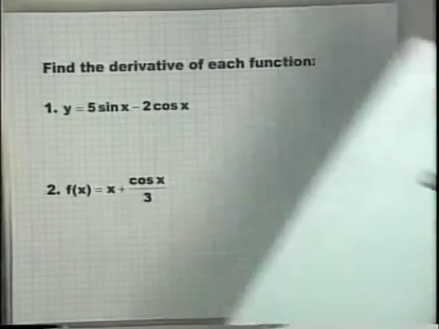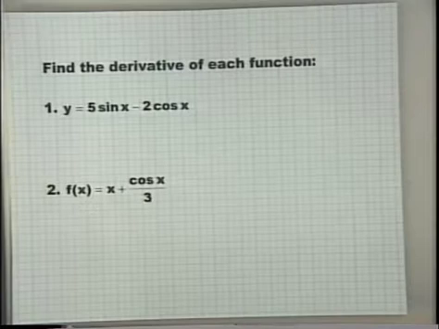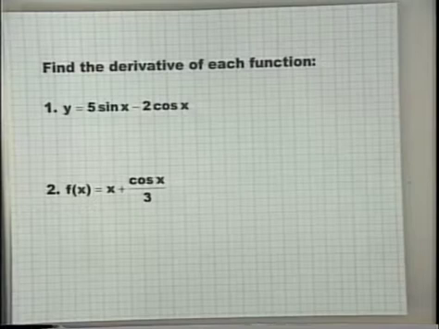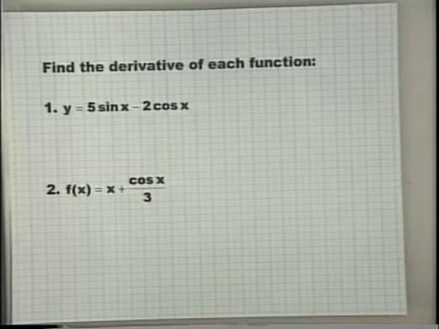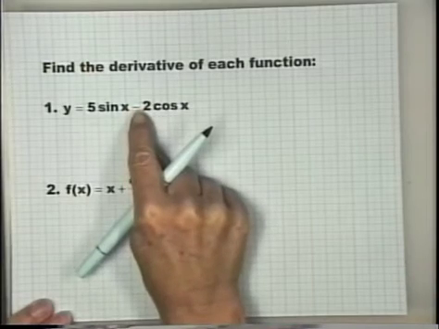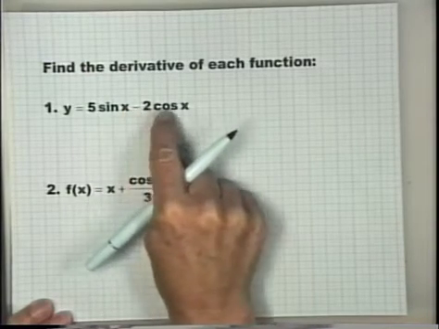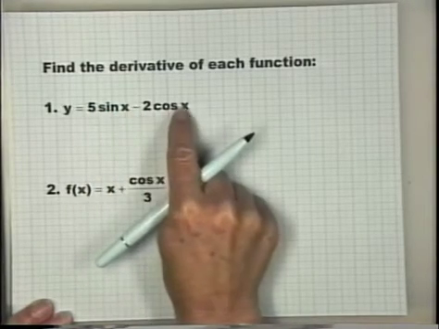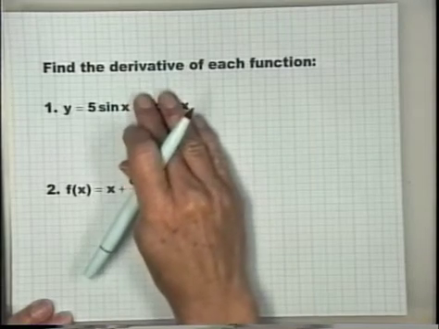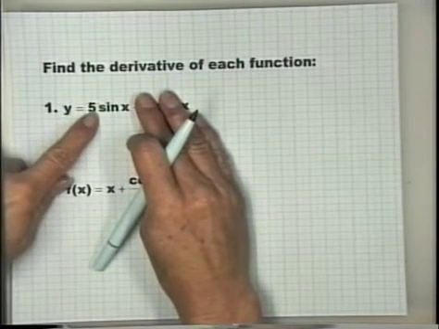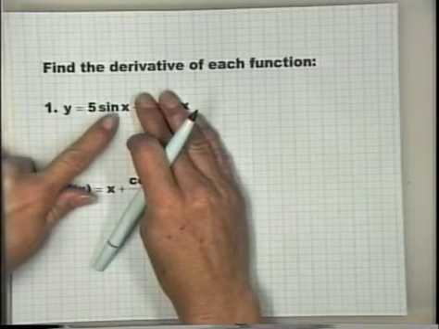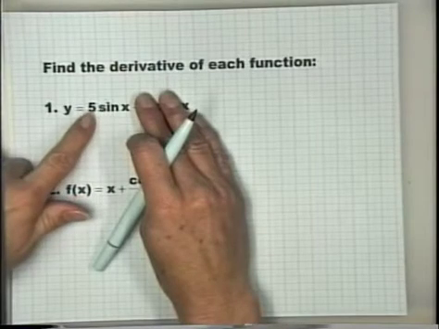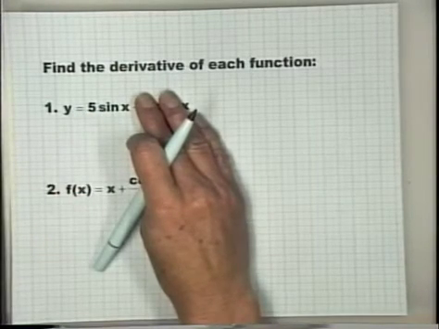Let's see how we can use this rule. Find the derivative of each function. Y equals 5 times the sine of x minus 2 times the cosine of x. Now, again, see this minus sign right here? I have this function, subtract this function. So we're going to use the rule that says take the derivative of this one minus the derivative of this one. And on this first one, 5 times the sine of x means I have a constant times this function. So we'll use the rule that says if you have a constant times a function, you multiply the constant times the derivative of the function.